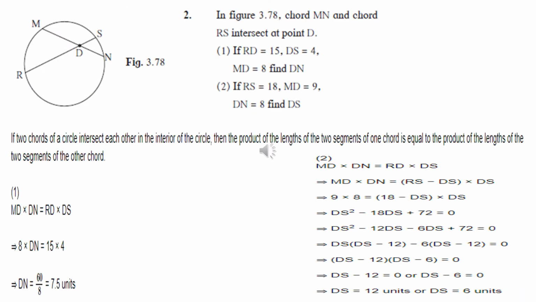Study the given figure. MN is a chord, RS is a chord, intersecting at point D. RD is 15, DS is 4, MD is 8. Find out DN. Two such examples are given. Let us study the property.